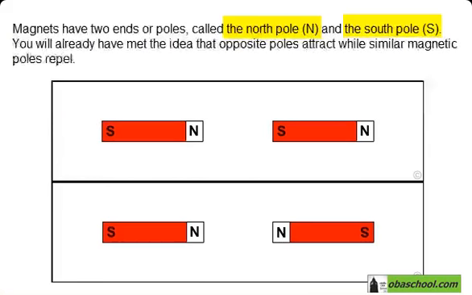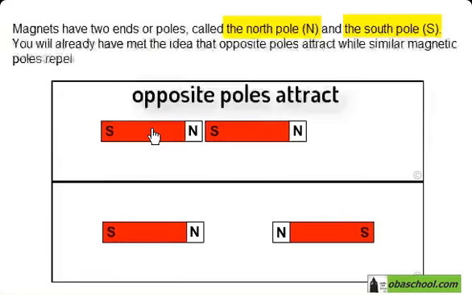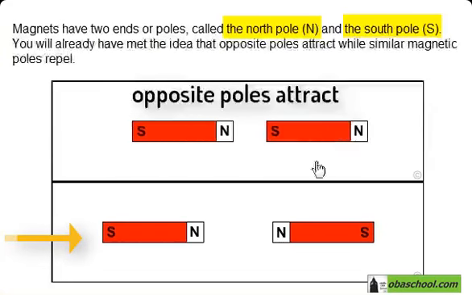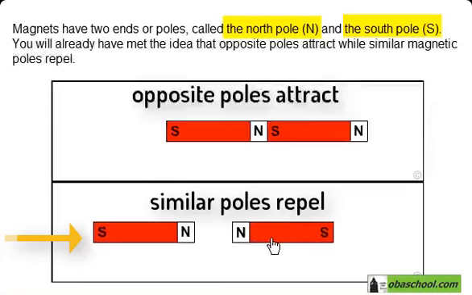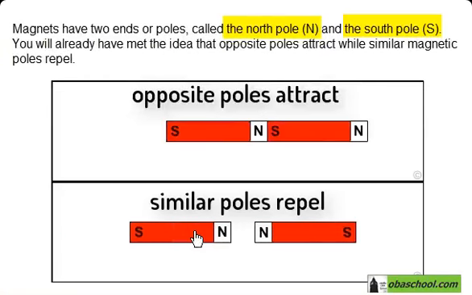So what would happen if we put two magnets next to each other? There are two cases. In the first case, we put two opposite poles. What do you think will happen? As we observe, yes, the two magnets will attract. In the second case, putting two similar poles next to each other will cause the two magnets to repel.